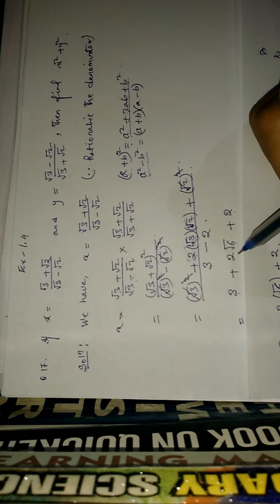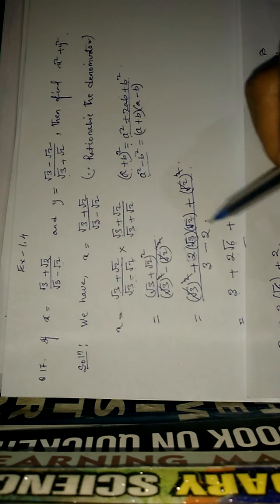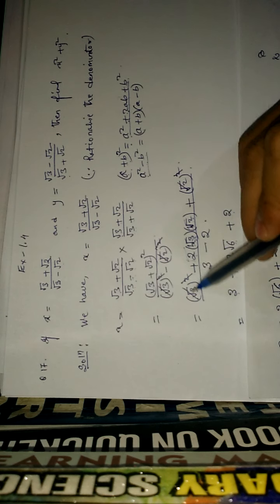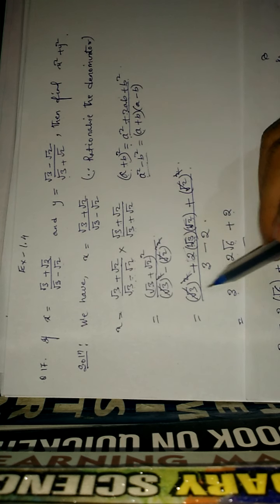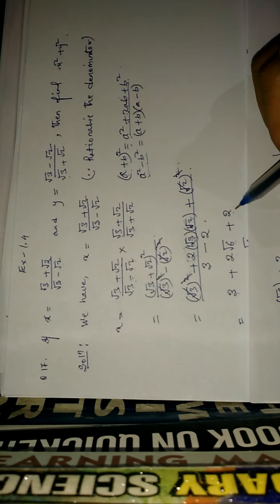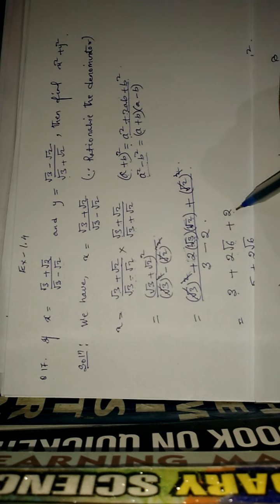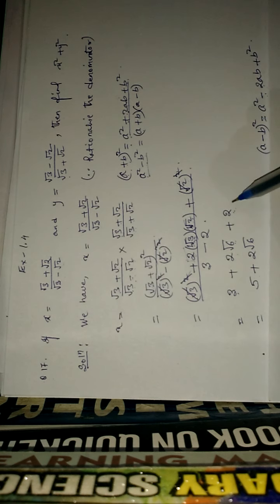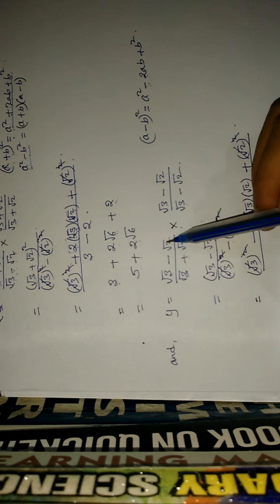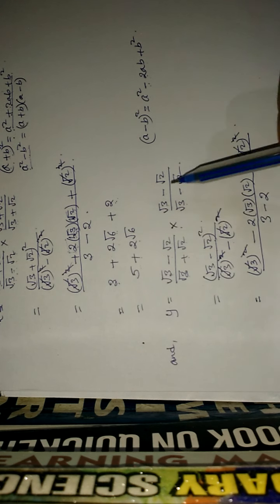Again, the y value also follows the same process. Root 3 minus root 2 over root 3 plus root 2. Rationalize the denominator with the opposite sign of this. Here root 3 minus root 2, root 3 minus root 2. We multiply both numerator and denominator with the opposite sign of this denominator, root 3 plus root 2. It means root 3 minus root 2 will be our rationalizing factor.